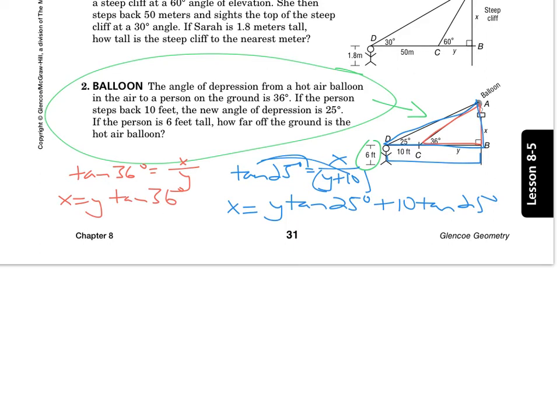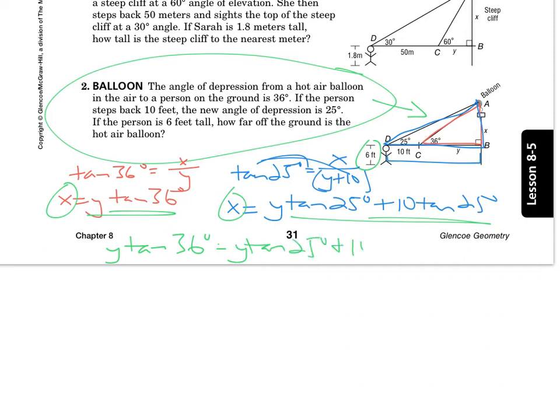Okay? So now because they both are equal to x, I can set these 2 things equal to each other. Okay, so that creates a new equation for me. This equation is going to be y tangent of 36 equals y tangent of 25 plus 10 tangent of 25. Now I know that looks more complicated, but at least I only have one variable now. So I don't have an x and a y, I have just y's. So I'm going to get all the y's by themselves. So I'm going to subtract that y tangent of 25 over. So y tangent of 36 minus y tangent of 25 equals 10 tangent of 25.